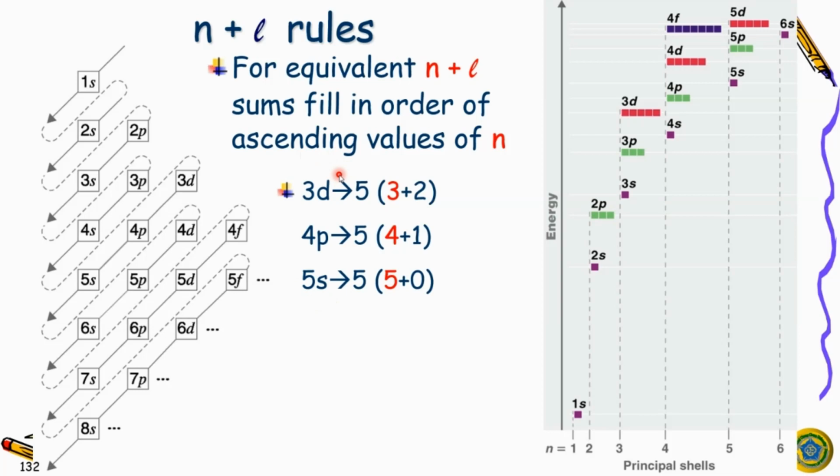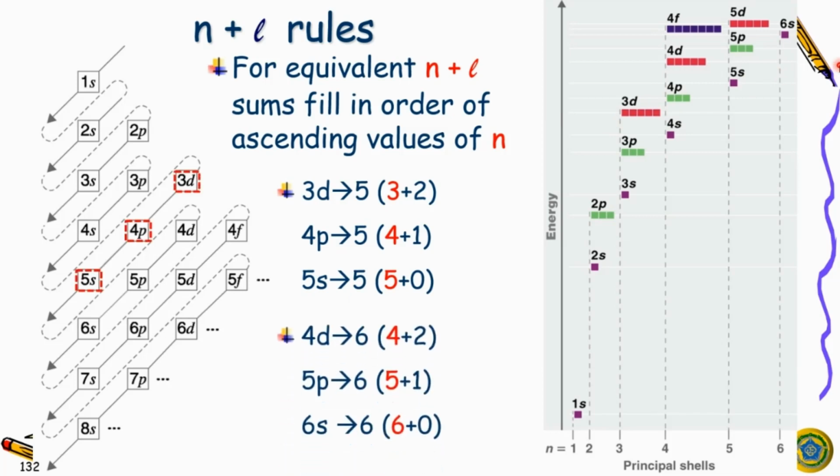So ladies and gentlemen, if on Friday I give you a Kahoot like this, I want you to rank the energy. Which one is lowest? You have to know what the n is here. Because 5s, 4p, and then 3d. So 3d energy is lowest. So 3, 4, 5. Okay?